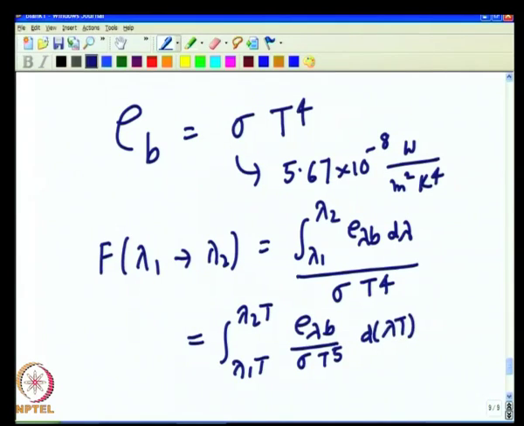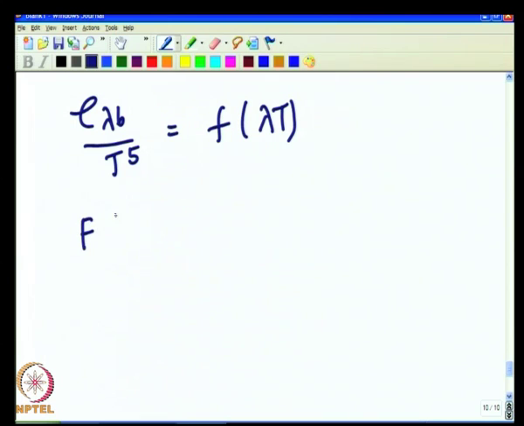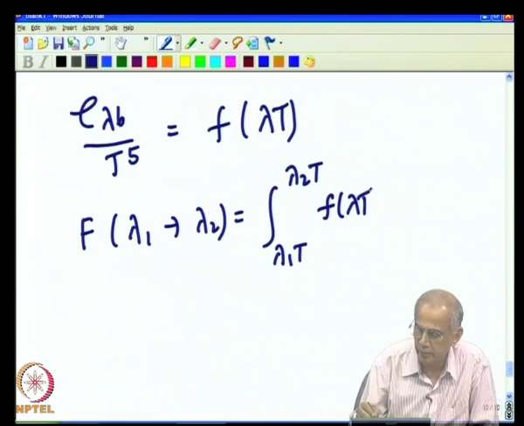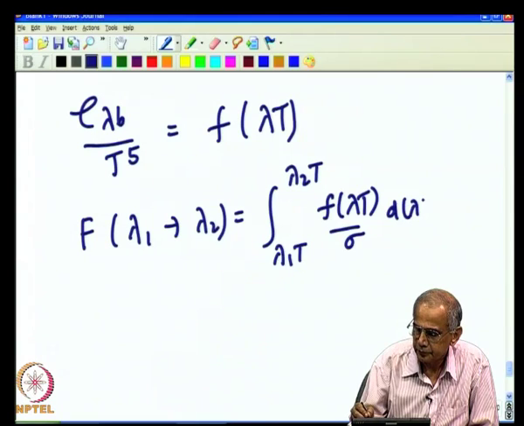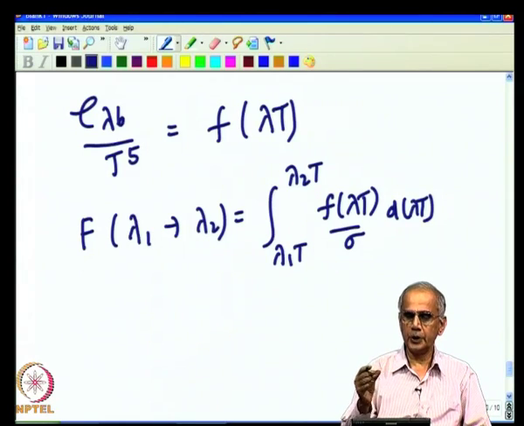Now, it is useful to write this expression this way, because if you look at the expression for E_lambda b, we had already pointed out that E_lambda b by T to the power of 5 is a function only of lambda T, and therefore, our expression for radiation lying between two wavelengths essentially becomes integral from lambda 1 T to lambda 2 T of f lambda T by sigma d lambda T. So, we need to know lambda and T together in order to calculate this value.